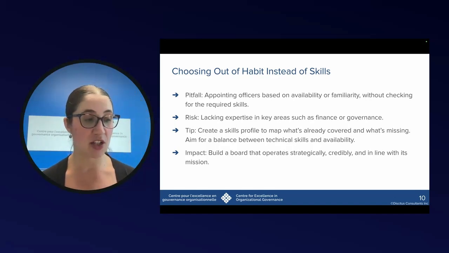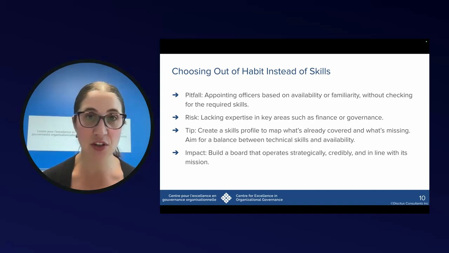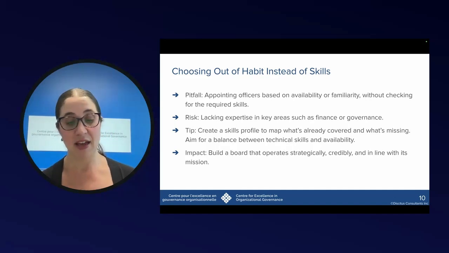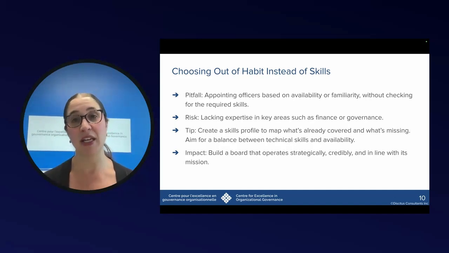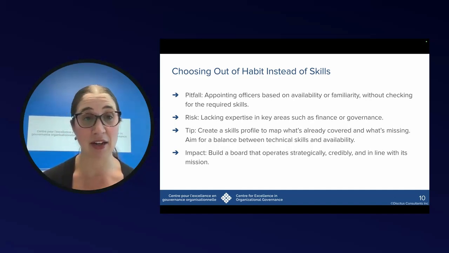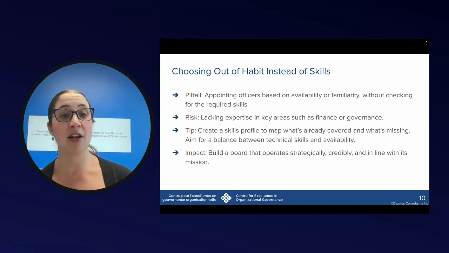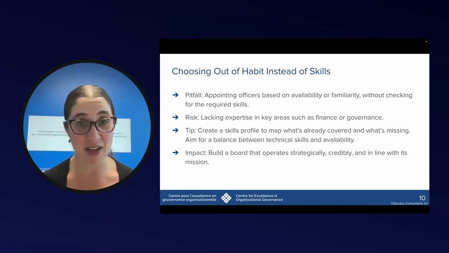A chair is not just a model of team cohesion on the board. They chair meetings. They also chair the oversight, evaluation, and compensation committee of the executive director. So the risk here, if you appoint officers based on availability or familiarity without checking for the required skills, your board might end up lacking expertise in key areas, for example, such as finance or governance.